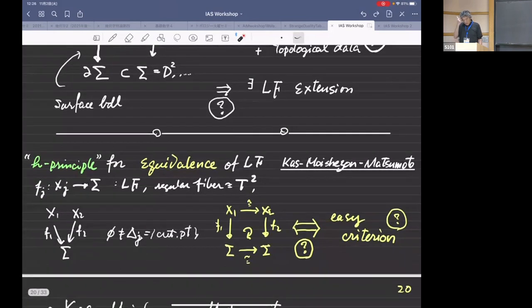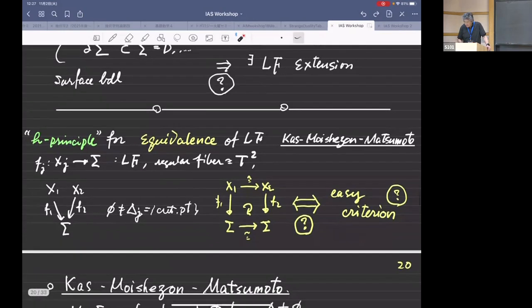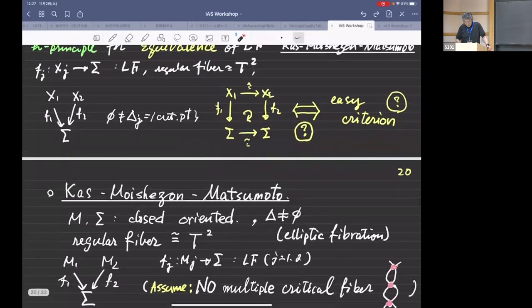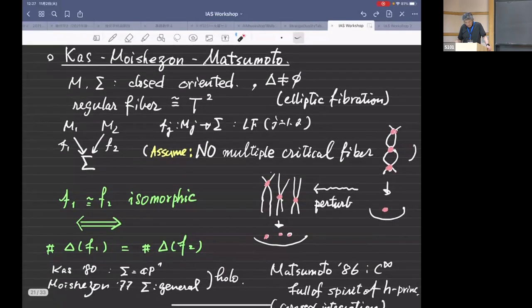But for the equivalence, if we have two Lefschetz fibrations on a closed surface with closed fiber, generic fiber torus, then whether these two Lefschetz fibrations are equivalent or isomorphic, it's really like an h-principle like statement. That is the work by Kas and Moishezon and Matsumoto. Kas and Moishezon worked rather in a holomorphic situation, and Matsumoto generalized it to the smooth case.